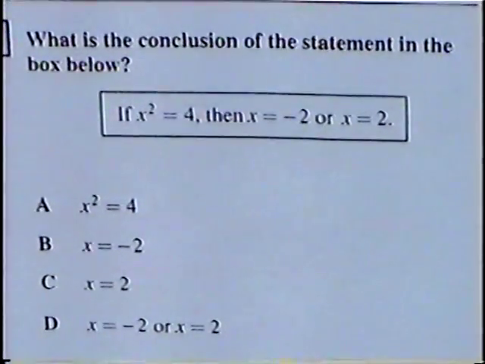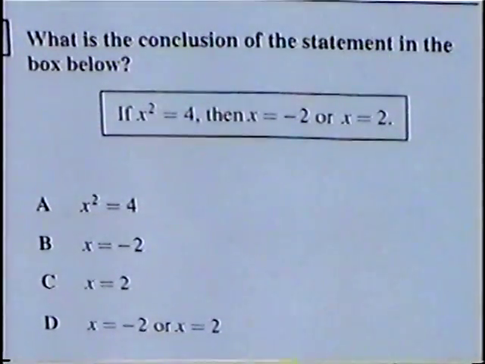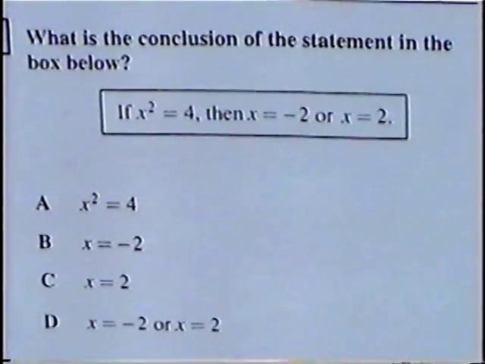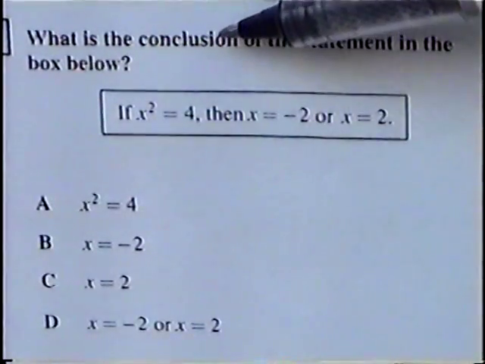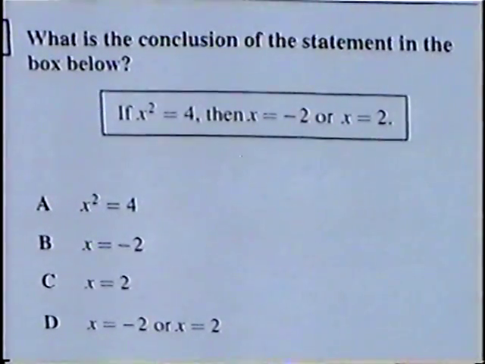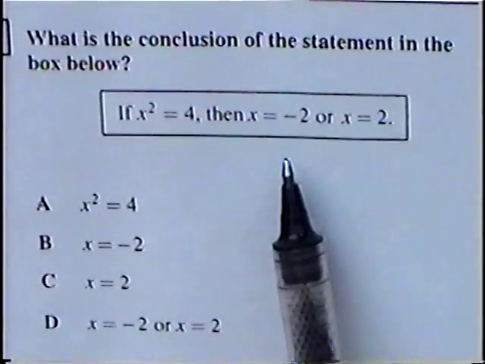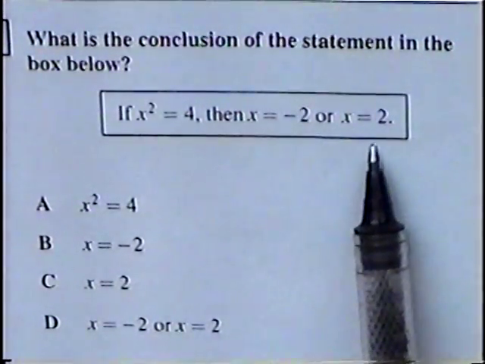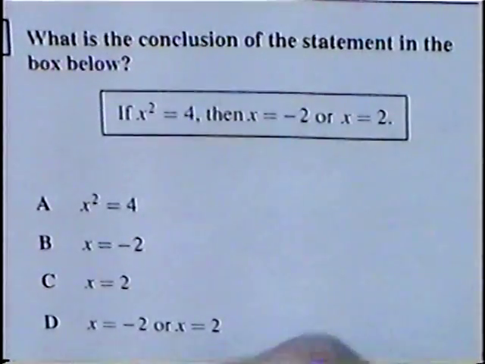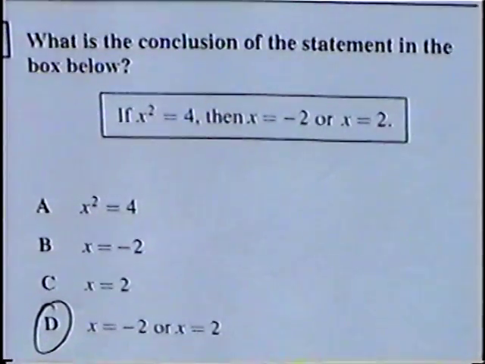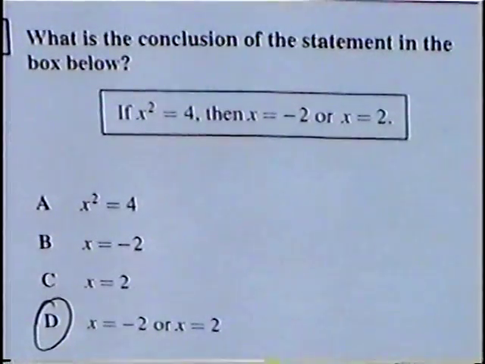Question is, what is the conclusion of the statement in the box? If x squared equals 4, then x equals negative 2 or x equals 2. The word conclusion means your final statement, or in this case the answer. The problem was x squared equals 4. The conclusion was x equals negative 2 or x equals positive 2. So the conclusion is the answer that's stated, x equals negative 2 or x equals 2.